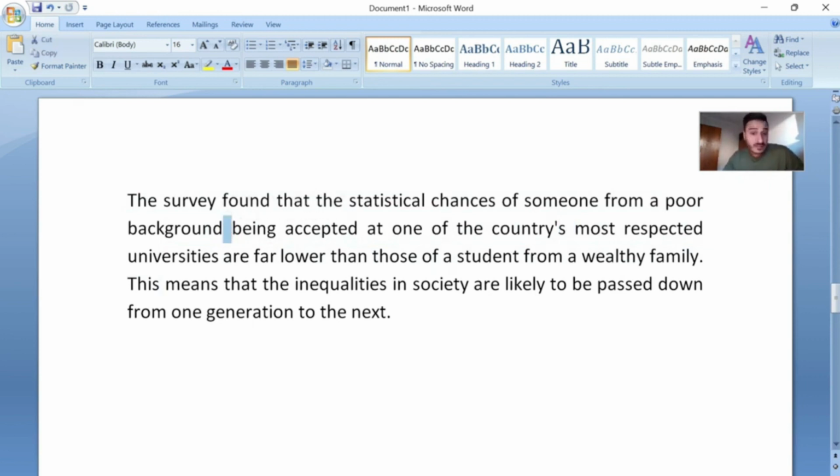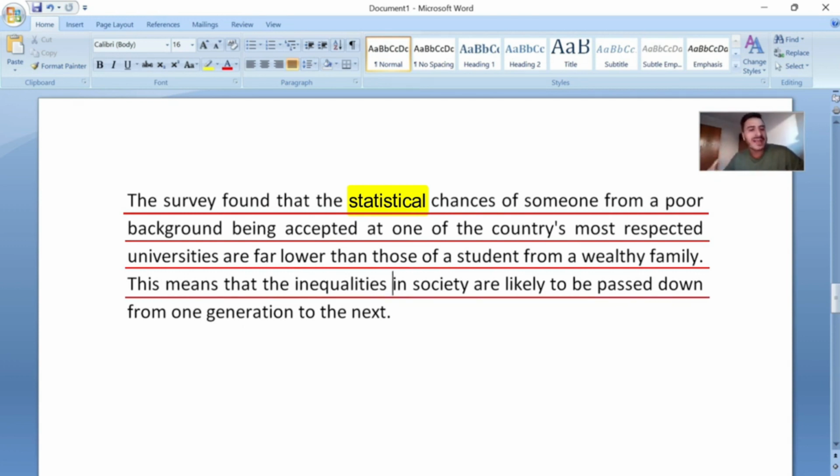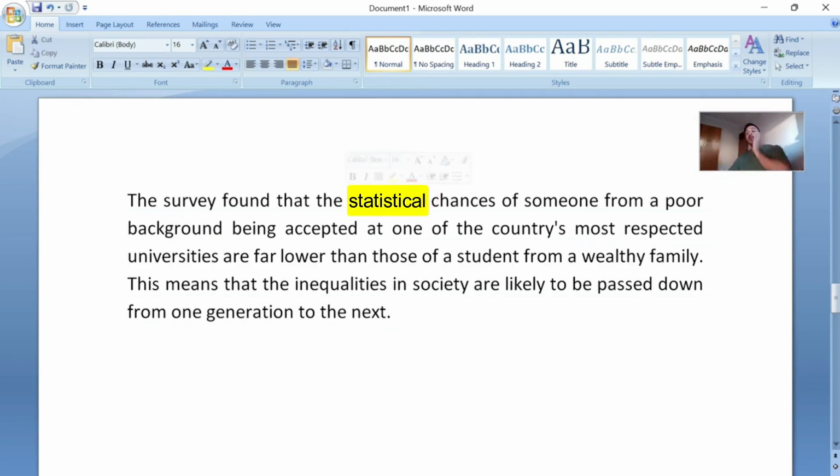Background, like this. Statistical. If you are not able to speak this word, just skip it. No problem. The survey found that the chances of someone from a poor background being accepted at one of the country's most respected universities are far lower than those of a student from a wealthy family. This means that the inequalities in society are likely to be passed down from one generation to the next. I missed this word because I am not able to speak.